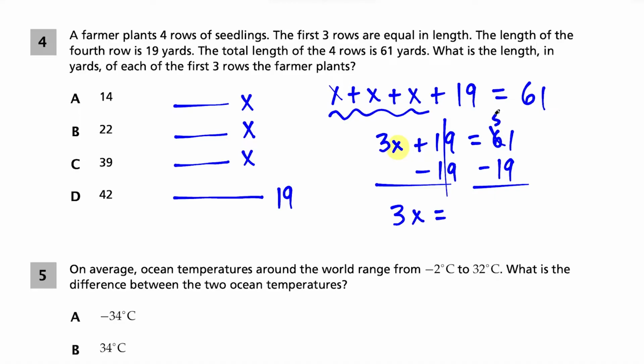And for this one, we can use a calculator, but I'll just review a long subtraction here. So I borrow: 11 minus 9 is 2, and then 5 minus 1 is 4. And then I have 3 times X equals 42. I'm just going to move this over.